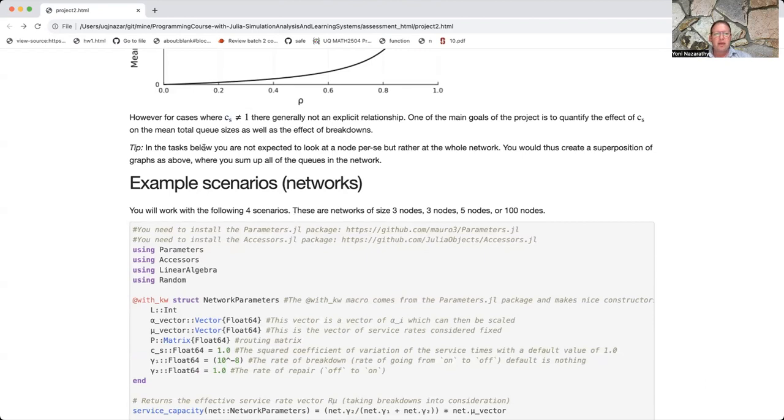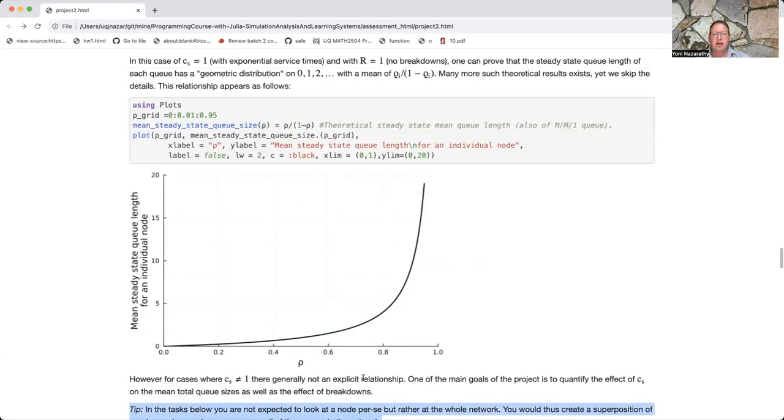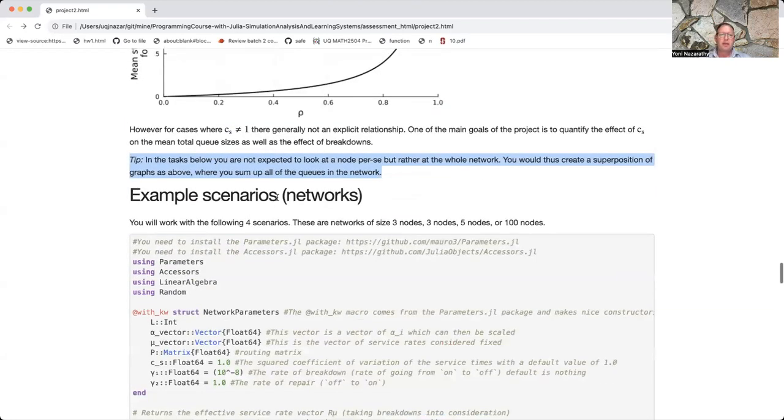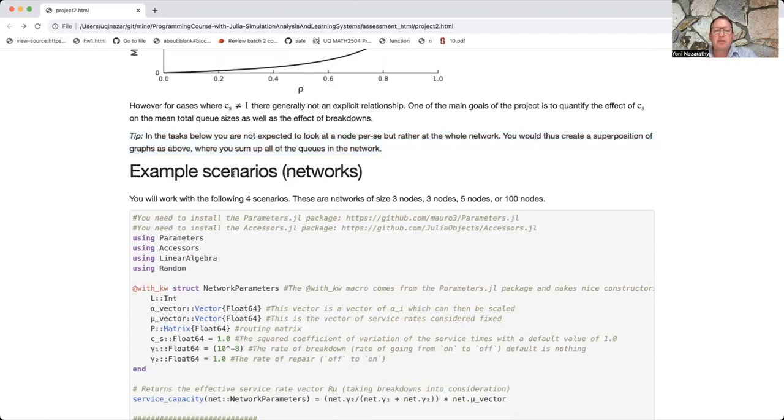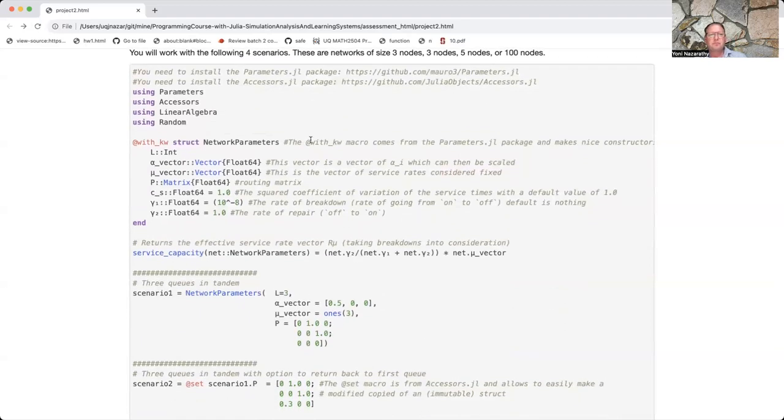Here's a tip. The tasks below are not expected to look at it per node, but the whole network. So create a superposition of these, and you'll get it for the whole network. Now, we actually give you example networks. We don't give you a complete example code, complete project, but you actually have bits of code in the lectures that you can copy and adjust and adapt once you understand them, but you need to actually compose them into a project. But we do give you these example networks, and we want you to work with these networks.